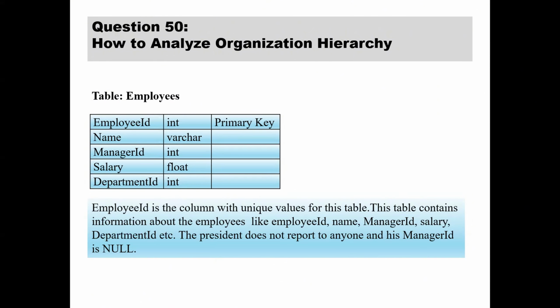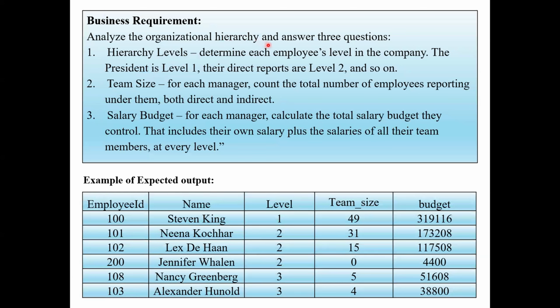Our goal is to analyze the organizational hierarchy and answer 3 questions. 1. Hierarchy levels. Determine each employee's level in the company. The president is level 1, their direct reports are level 2, and so on. 2. Team size. For each manager, count the total number of employees reporting under them, both direct and indirect. 3. Salary budget. For each manager, calculate the total salary budget they control. That includes their own salary plus the salaries of all their team members, at every level.